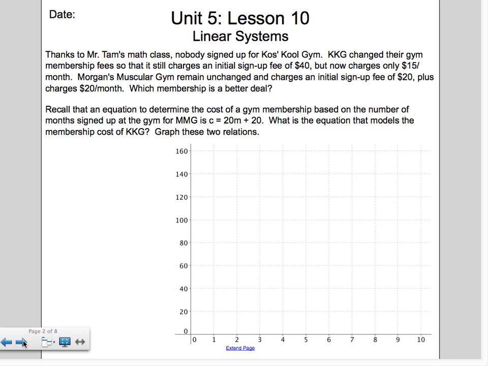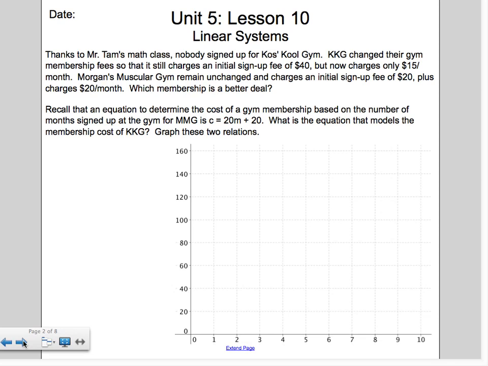So here, what I demonstrated was two equations where C is equal to cost and M is the number of months. Our equation for Cause's Cool Gym was the cost is $20 times the number of months that I go, plus your initial startup cost of $40, your membership fee. Morgan's was 20M plus 20.